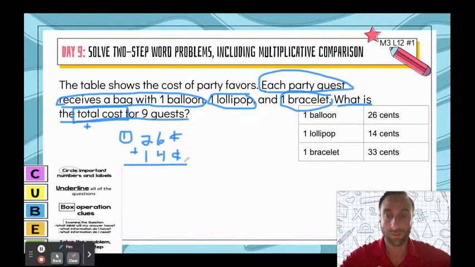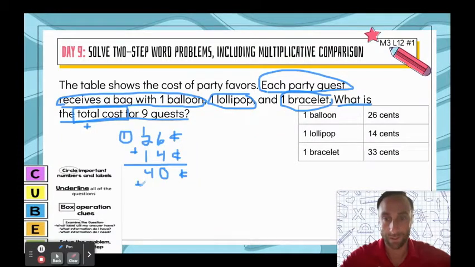Remember, I'm always going to do 2 at a time. So 6 ones plus 4 ones gives me 10 ones. Regroup the 10, 3 tens, 4 tens. So far with just the lollipop and the balloon, I have 40 cents. So now I'm going to add the bracelet.